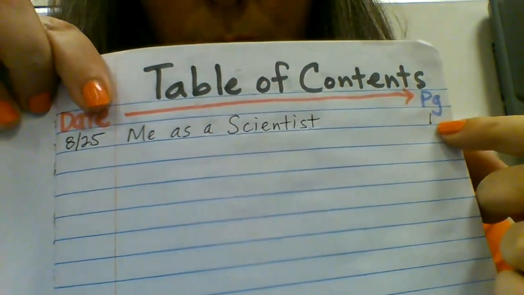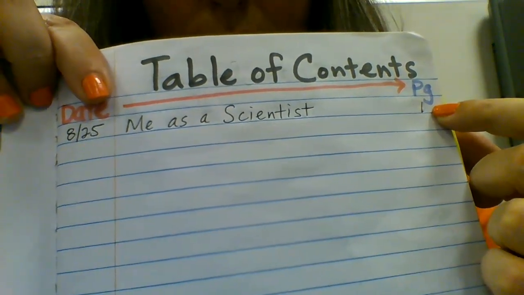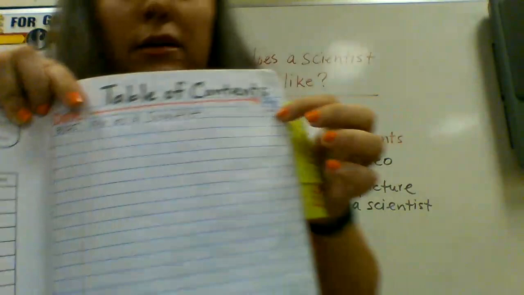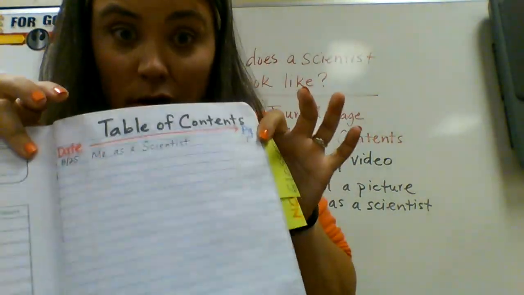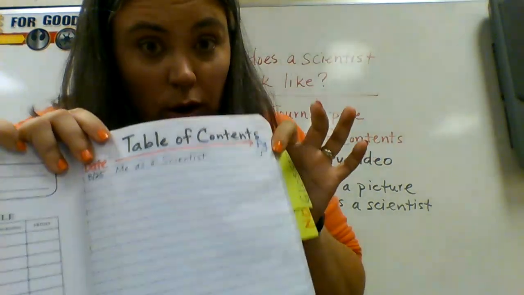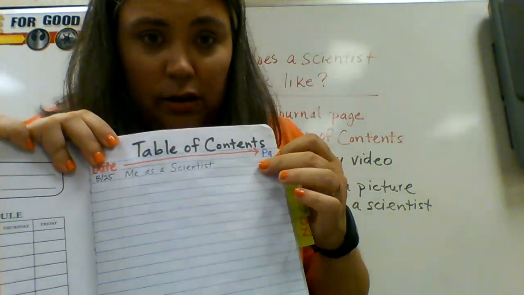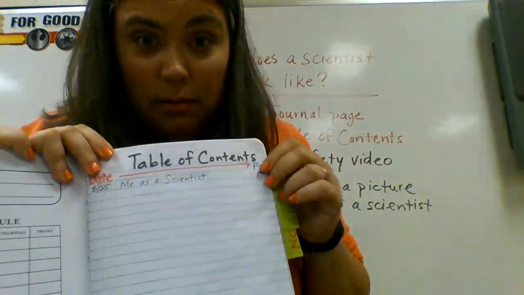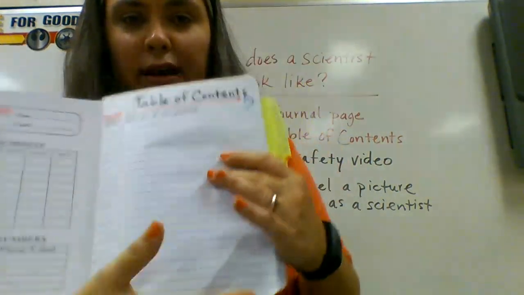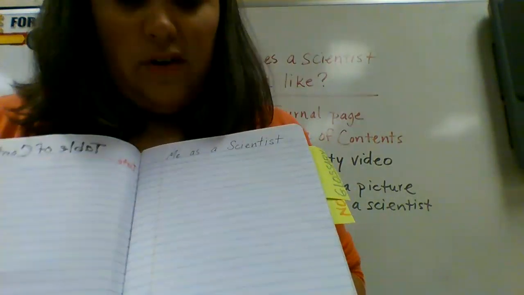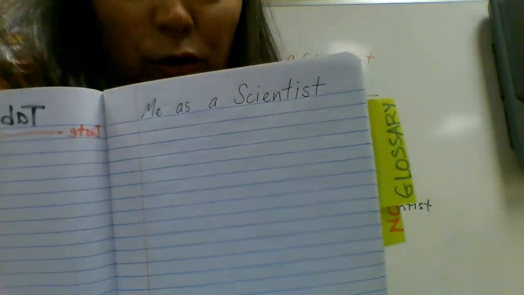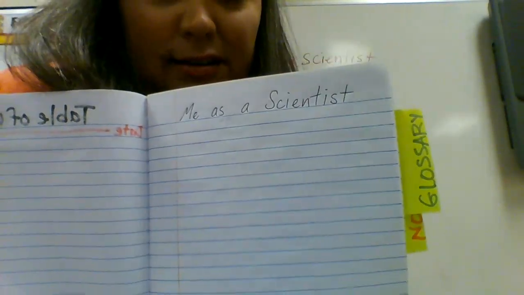And then what page did we write me as a scientist on? That's right. We wrote it on page 1. So we have updated our table of contents. So if I ever wanted to know what page you created for the me as a scientist assignment, I could look at your table of contents and go, oh, okay, it's on page 1. And then I could flip and find page 1 and know that it's titled me as a scientist.